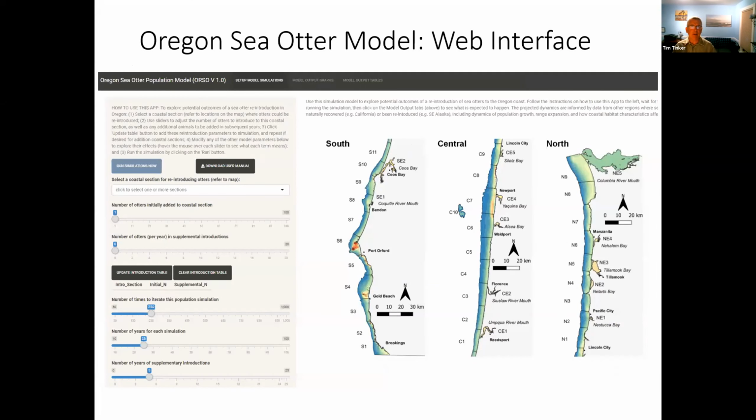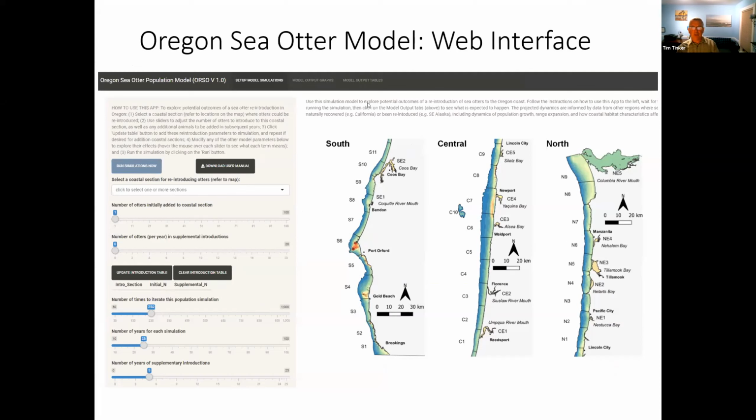So this is what the web interface looks like. If you go to that tool, you'll see some instructions that you can read to give you an idea of how to approach it. And then if you really want to dig in, you can download the user manual, which tells you in great detail what every different dial and switch does and how it works.